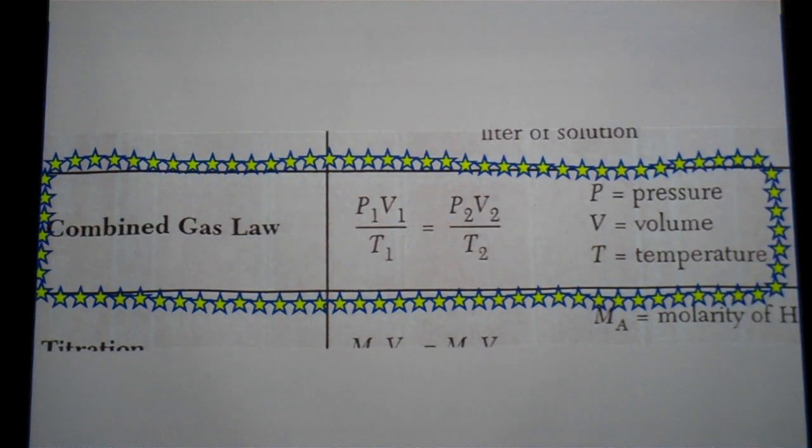You need to find the equation if you don't know it. It is on your reference table, Table T, on the back page. It says combined gas law. It has the equation for you, and it also indicates what each letter represents. So you have P1, V1 divided by T1. Then you have a second set of conditions, P2, V2 divided by T2.